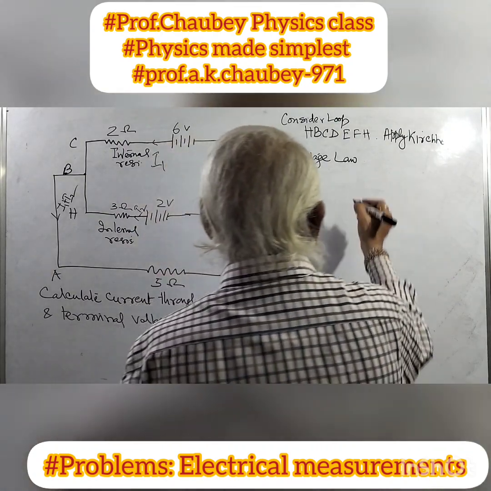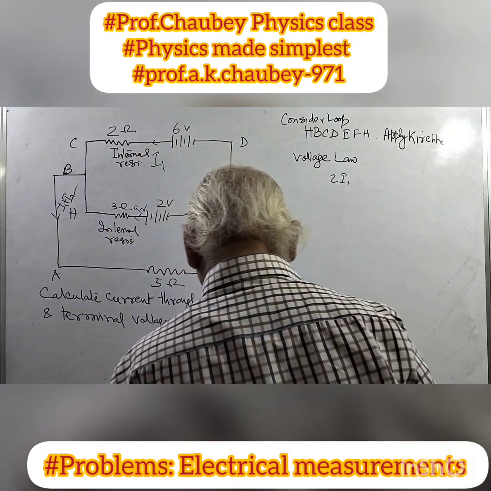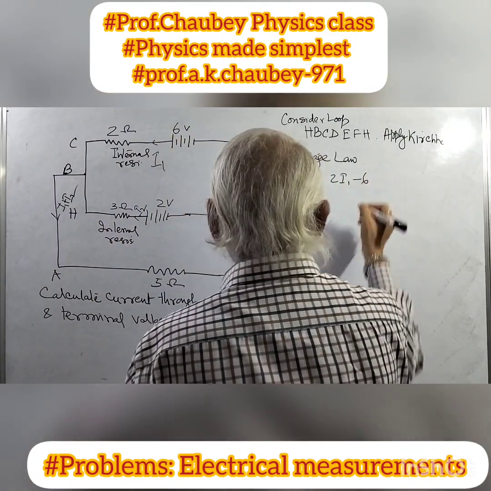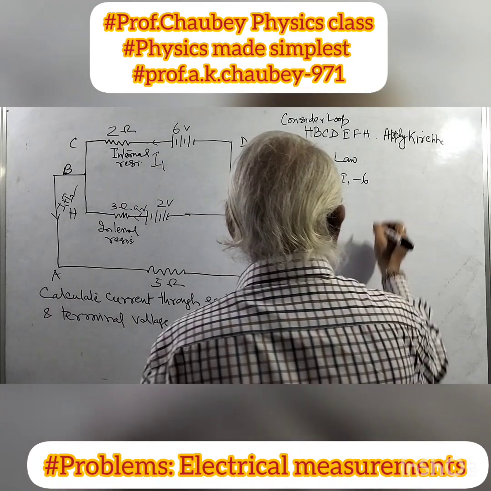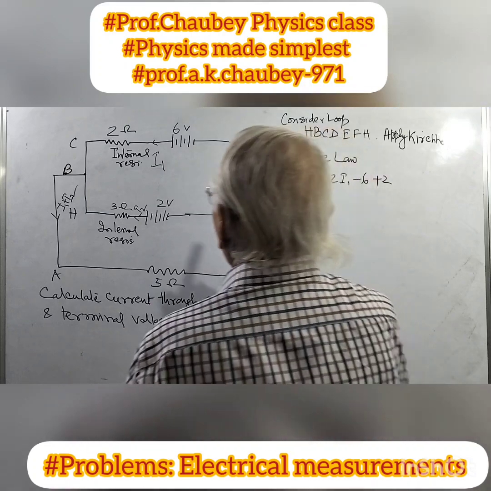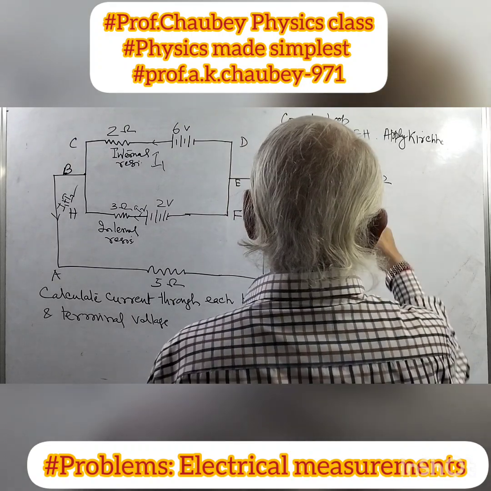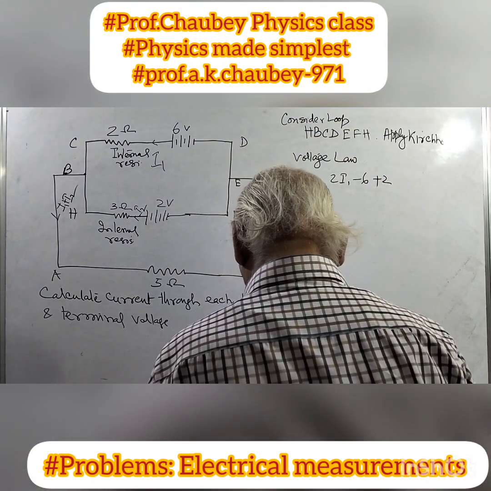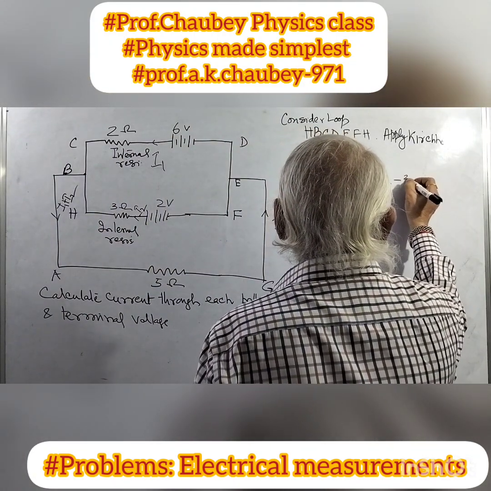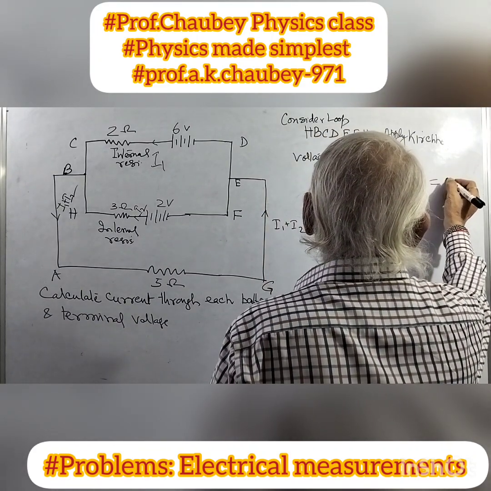So twice I1, that is 2 into I1, the voltage drop. Twice I1, this is the opposite, minus 6, plus, the same direction, so plus 2. The current starts like this, it is now opposite, so the voltage becomes opposite. So this is minus 6 and this is plus 2. And then the current is opposite to this, so minus 3I2. So that is equal to 0.